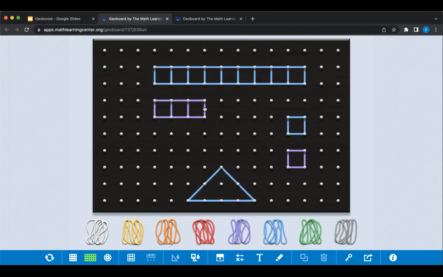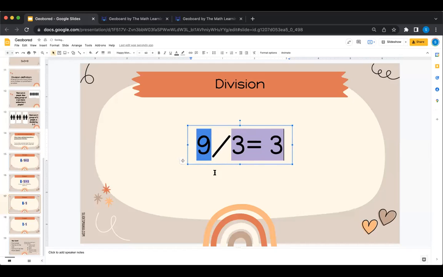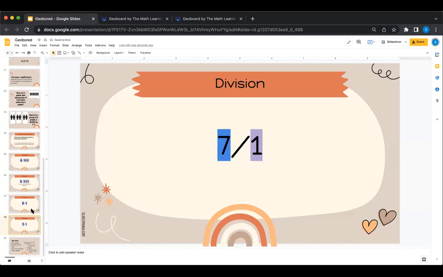So if these 3 squares were moved up, it would stack on top of these 3 squares, okay? 1, 2, 3, that's 1. How many more 3s fit in here? This is 1. How many more times can we do that? Good, we can do it 2 more times. So 1, 2, 3, 1, 2, 3, 1, 2, 3. So 9 divided by 3 equals 3.